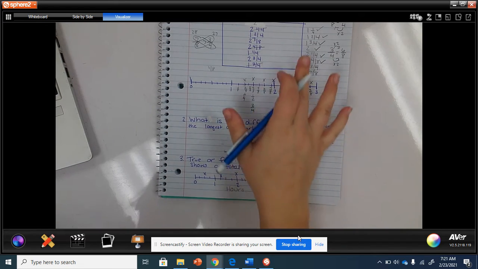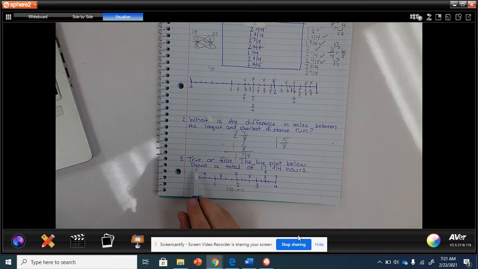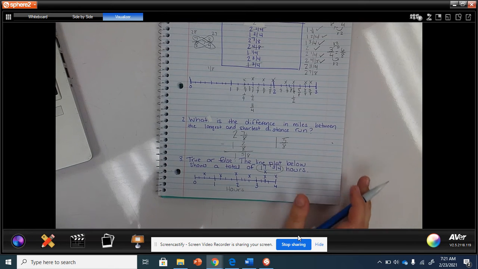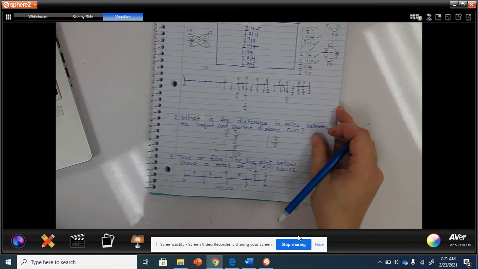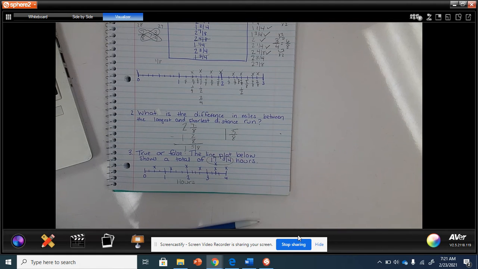Last one, this one's not going to go with these top ones. This one says true or false. The line plot below shows a total of 17 3/4 hours. Okay, so this one is a little bit of a long one. So I'm going to use the whiteboard over here to just help show you how to do this.